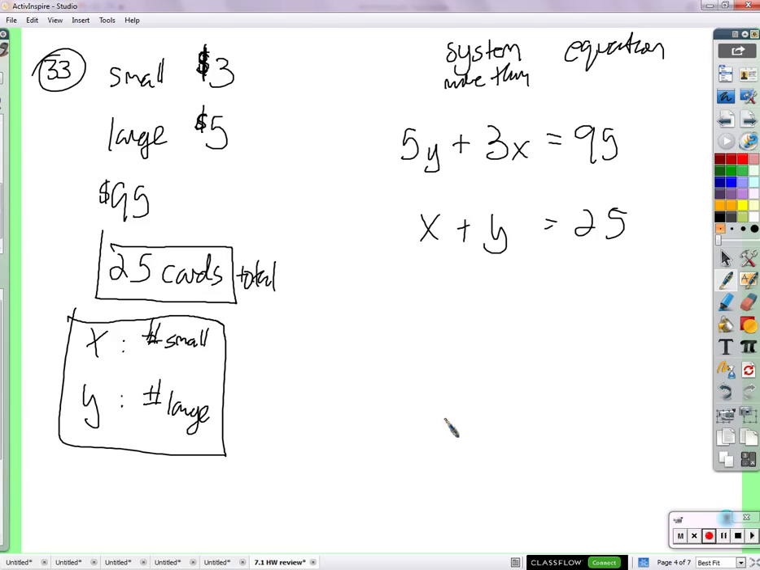So, now we're going to solve it. We could have sold, like I said, 3 and 4. Maybe it was 4 and 5. Maybe it was 10 and 2. How many was it? Well, we can graph it.